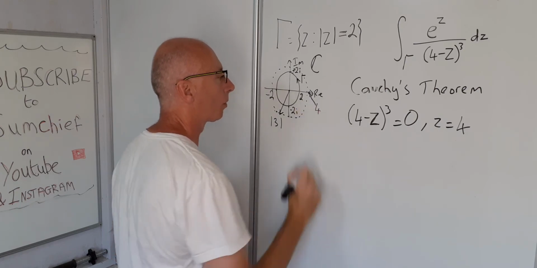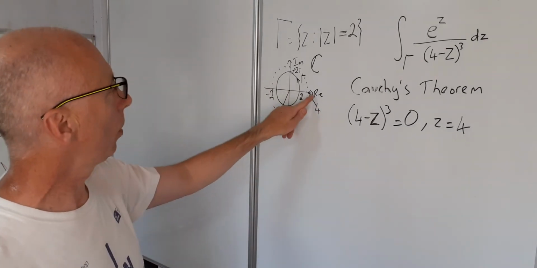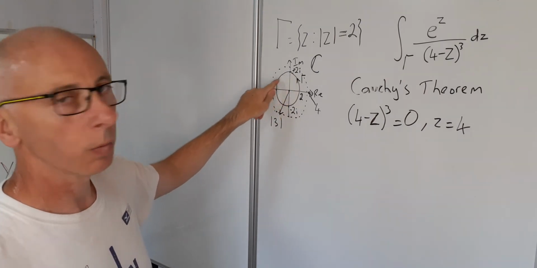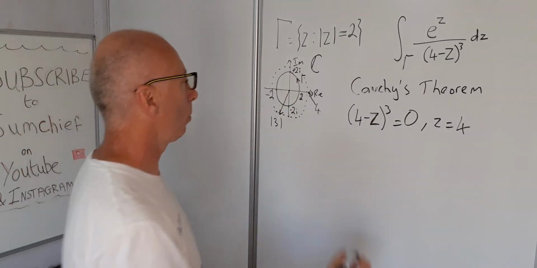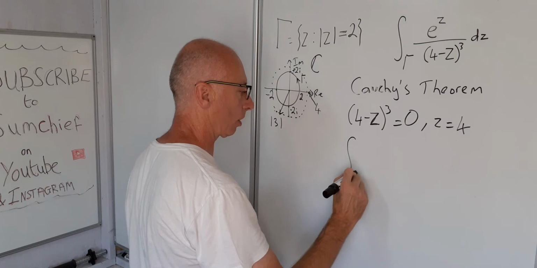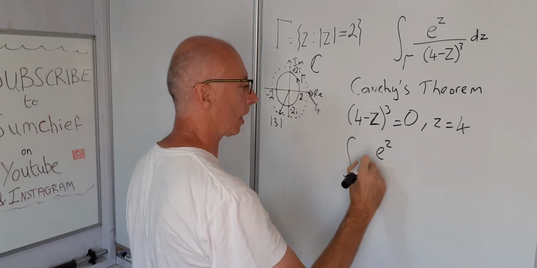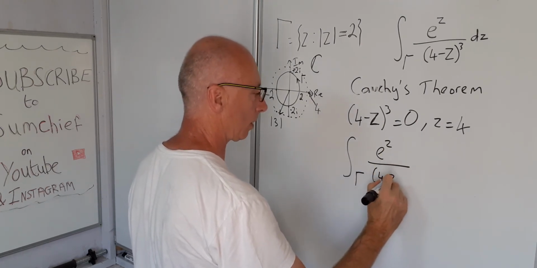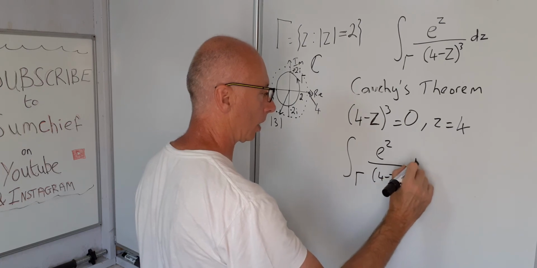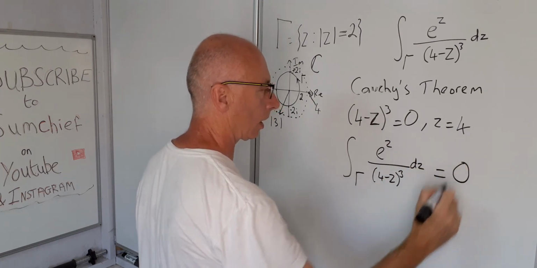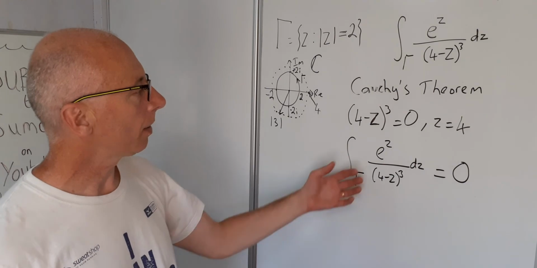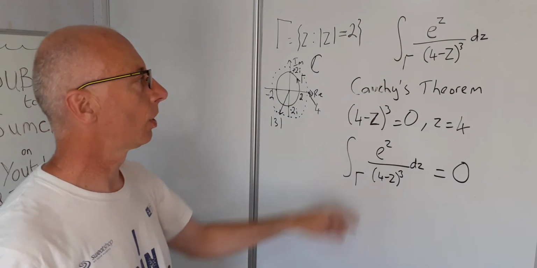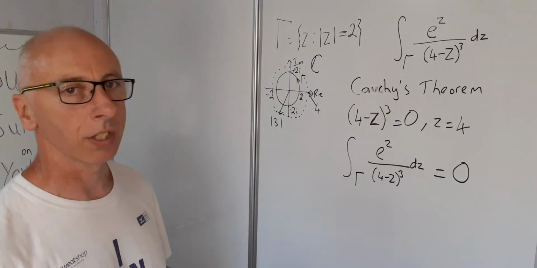So the z equals 4, that's going to be somewhere out here. That's the point 4. Now as that point 4 is not contained within gamma, what we can say is that the integral across gamma of e to the z over 4 minus z cubed dz equals 0. And that's a very easy way of integrating that function across the contour gamma without actually doing any integration.